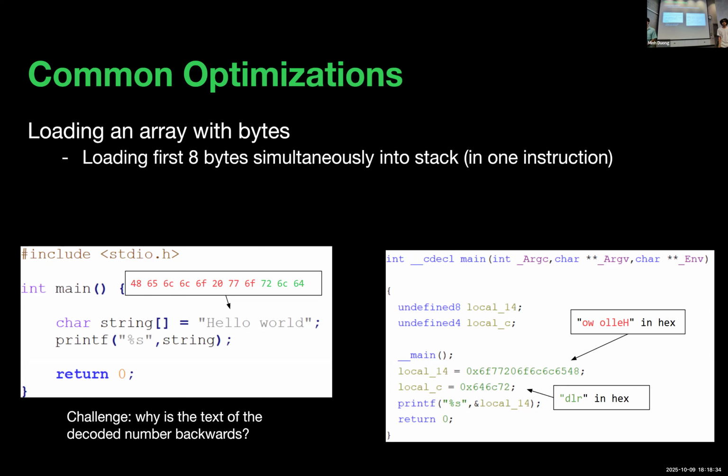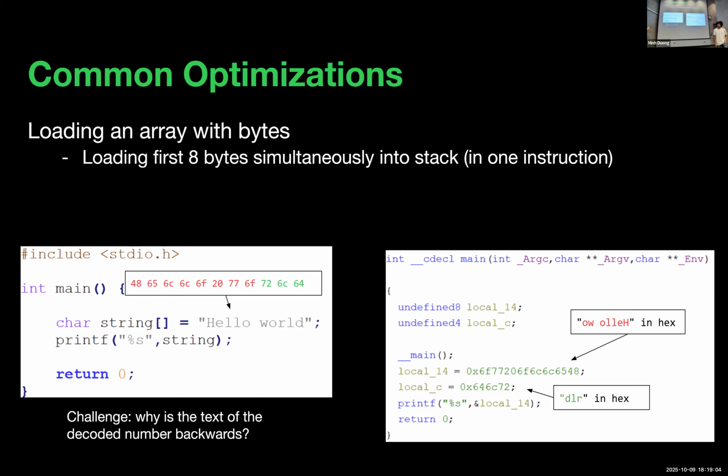Here's one where you'll often see this in your Ghidra output. So we have this char array, and you can see we wrote out the underlying specifiers for the char array. But in the Ghidra output, you just see a local variable being assigned to this super long hex number. The reason is that it's loading the first 8 bytes from the string into a register, and then doing it for the rest of the string.